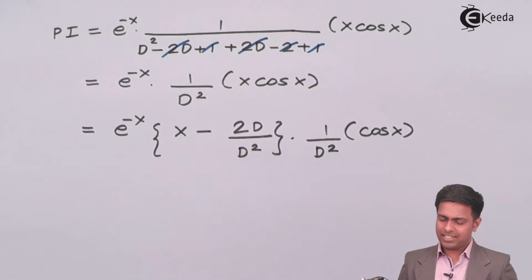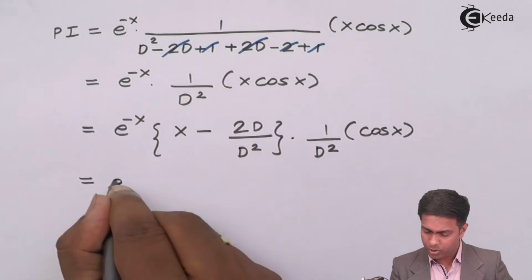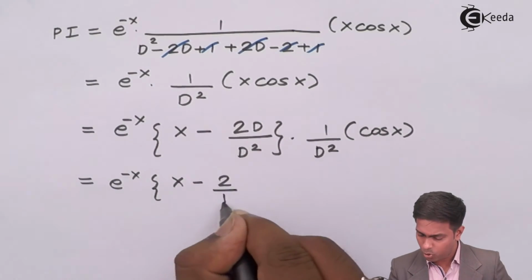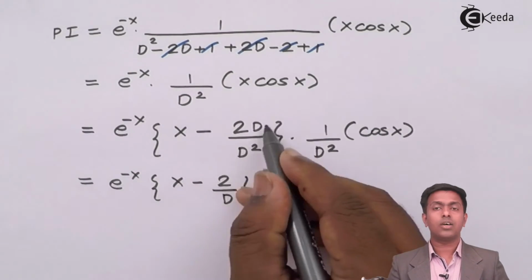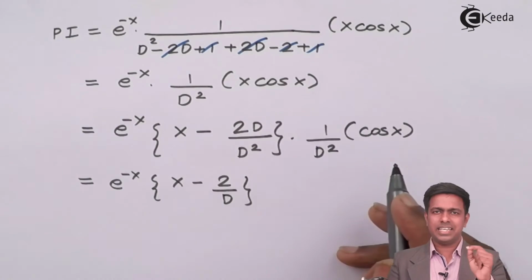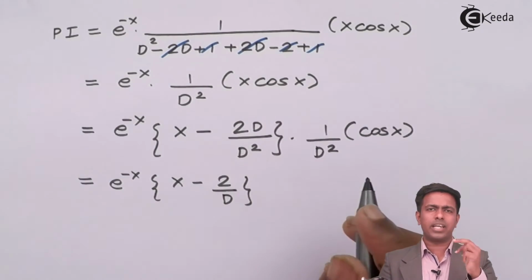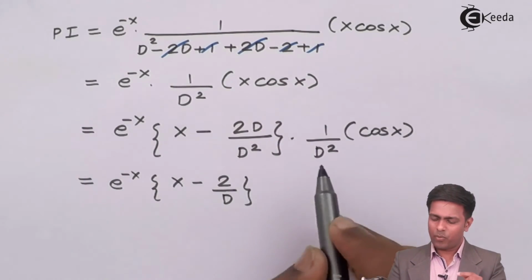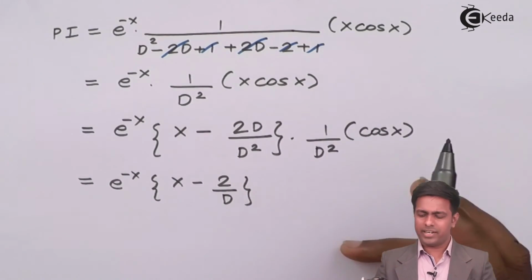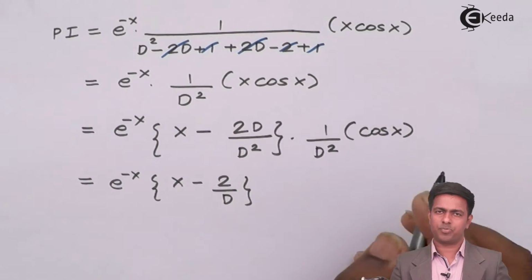Now guys, let's solve this. So this will become e to the power minus x in bracket x minus 2 upon d. So here I have cancelled 1d. Now 1 upon d square. So guys, d is a derivative, so 1 upon d becomes integration. But 1 upon d square means it is a double integral. So it means I am going to integrate cos x twice with respect to x.